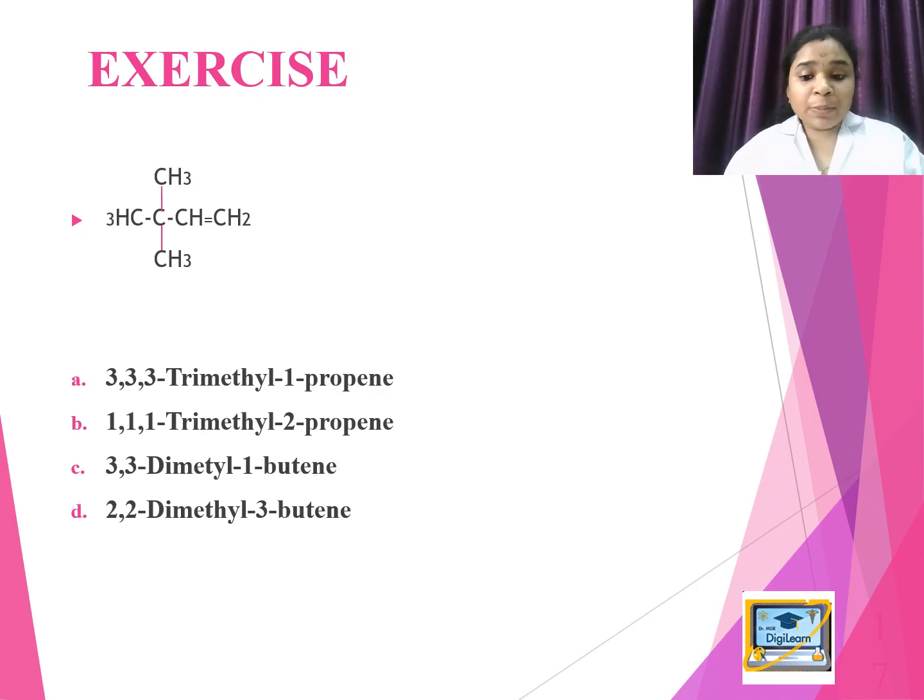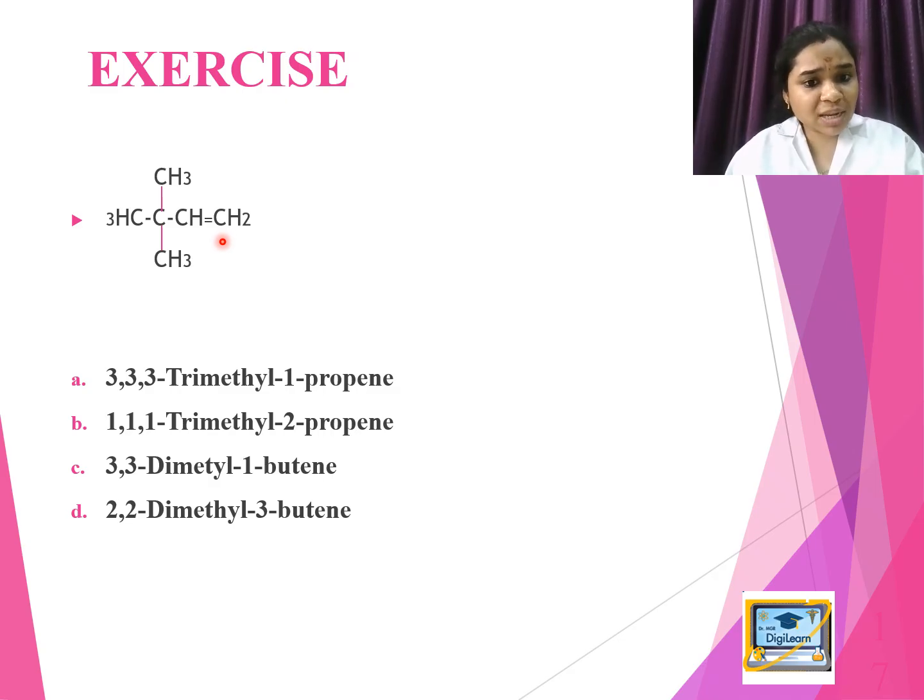Try to solve one more exercise. So what is the root word and what is the continuous chain? Here the continuous chain is this one. 1, 2, 3, 4. 4 carbon atoms are present. If 4 carbon atoms are present, what is your root word? But. And what about the saturation? A double bond is present. So the saturation is butene, E-N-E.